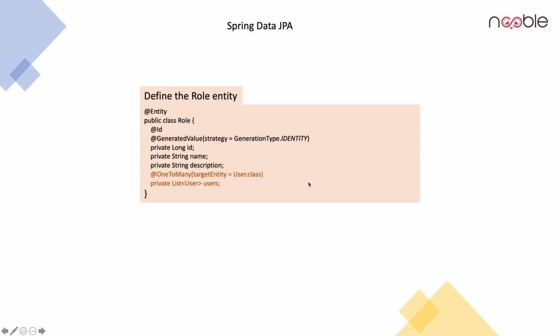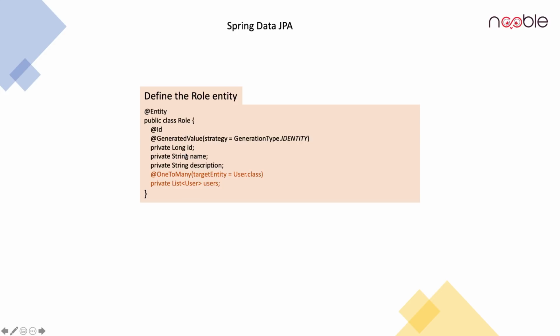Now let us look at the role entity definition. @Entity, public class Role, private long id, we have the @Id annotation followed by @GeneratedValue, where generation type is IDENTITY, private String name and private String description. Now coming to the major one, here we'll define a private List of User called users with an annotation @OneToMany, where the target entity will be User.class. So this is how we'll define the role.